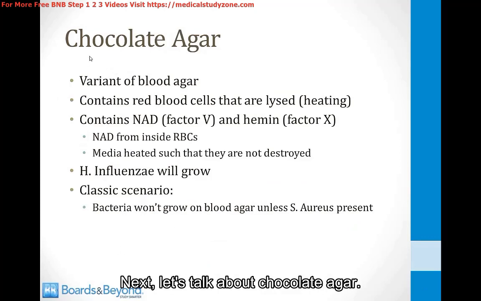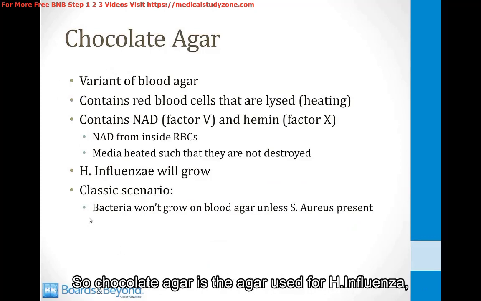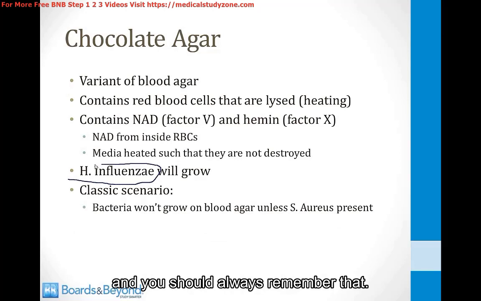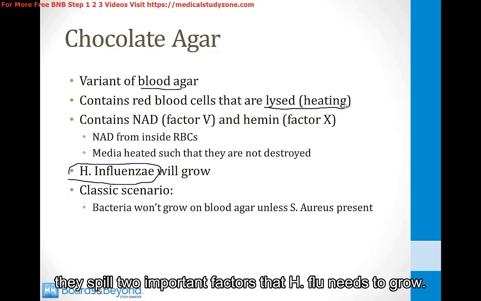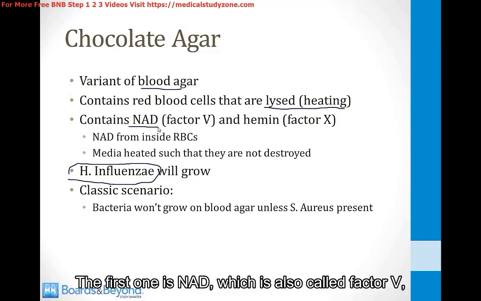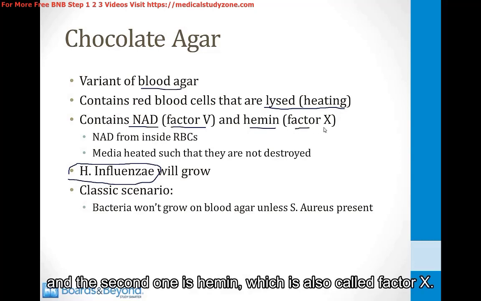Next, let's talk about chocolate agar. So chocolate agar is the agar used for H. influenzae, and you should always remember that. It's a variant of blood agar. It contains red blood cells, but they've been lysed by heating. And when you lyse red blood cells, they spill two important factors that H. flu needs to grow. The first one is NAD, which is also called factor 5, and the second one is hemin, which is also called factor 10.